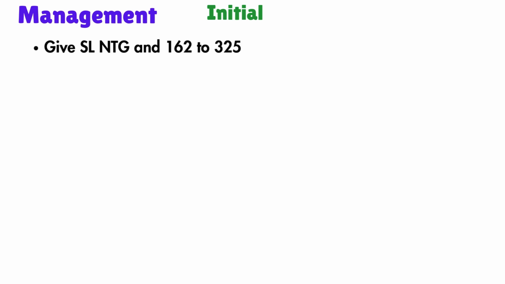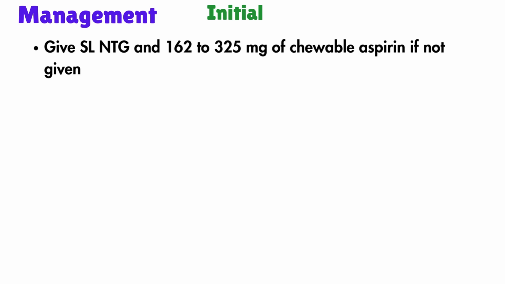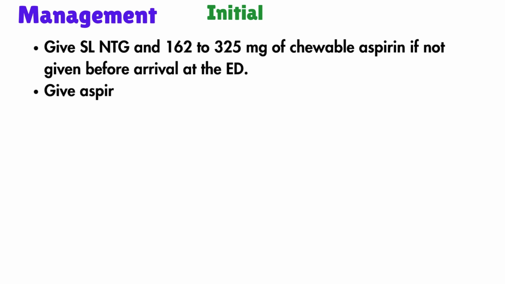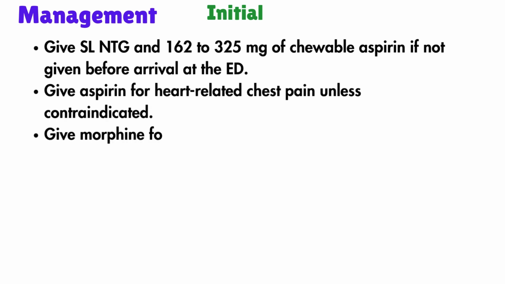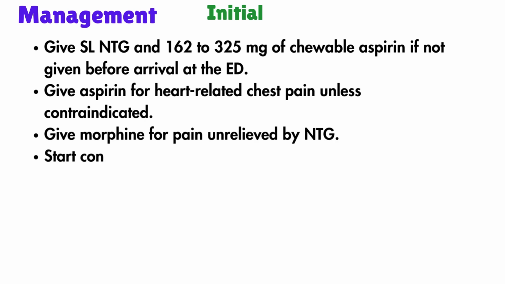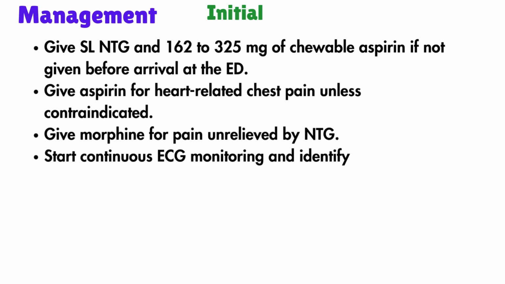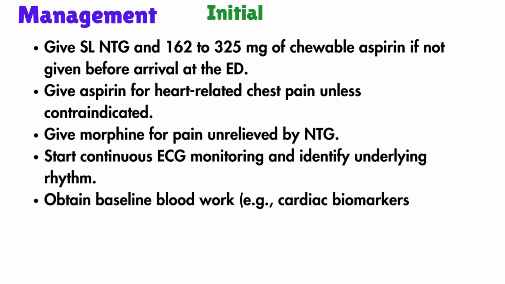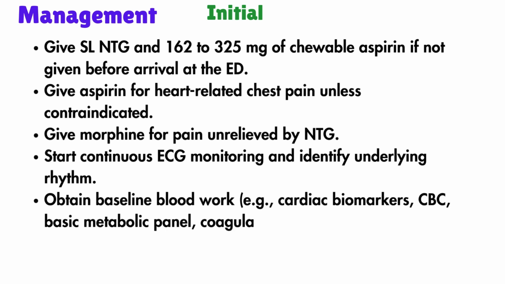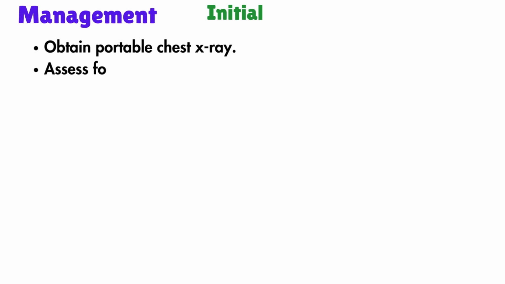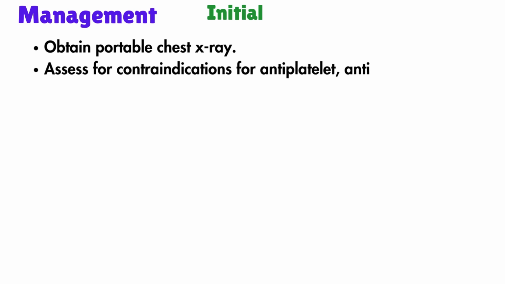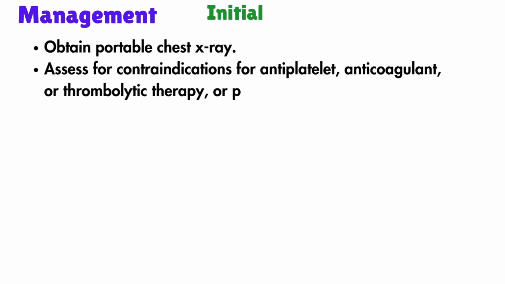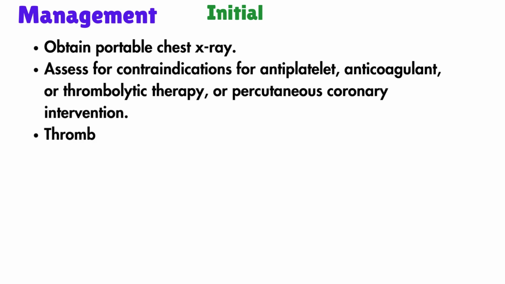Give sublingual nitroglycerin and 162 to 325 mg of a chewable aspirin if not given before arrival at the emergency department. Give aspirin for heart-related chest pain unless contraindicated. If the pain is not relieved by nitroglycerin, give morphine. Start continuous ECG monitoring and identify underlying rhythm. Obtain baseline blood work, for example, cardiac biomarkers, CBC, basic metabolic panel, coagulation studies. Obtain portable chest X-rays. Assess for contraindications for antiplatelet, anticoagulant, or thrombolytic therapy or percutaneous coronary intervention as appropriate.